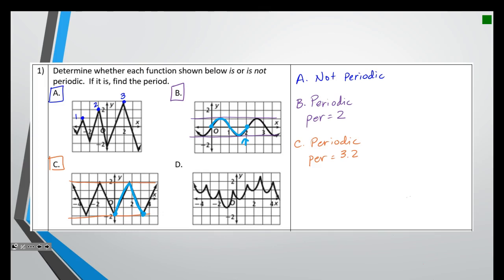Now let's take a look at the last part, which is part D. This one is not periodic, and the reason is because if I tried to draw in that barrier line to accommodate all of my y values, you'll see that the graph doesn't touch those green lines over and over again. It's not a predictable pattern. All of my y values are different. So this one is not periodic, which means we do not have to go about figuring out the period because it's not periodic.